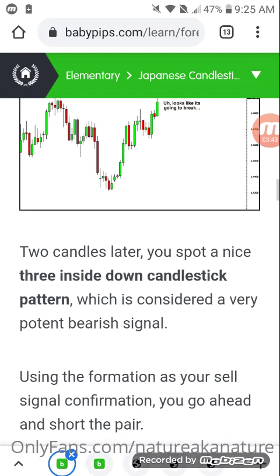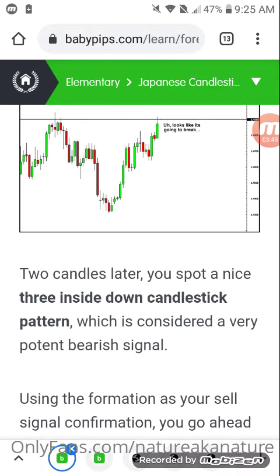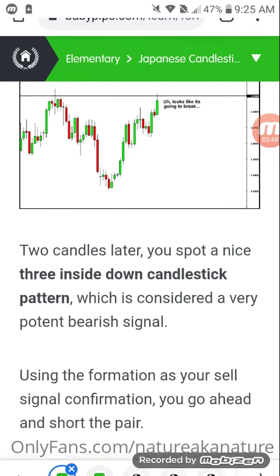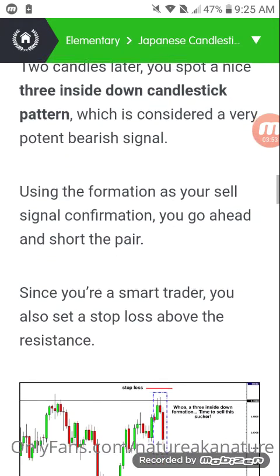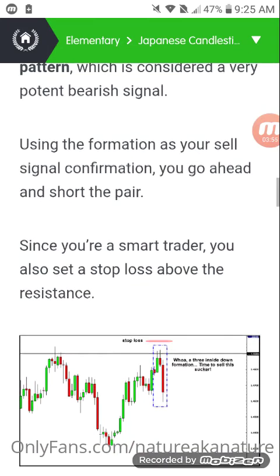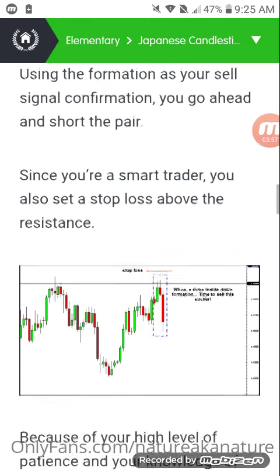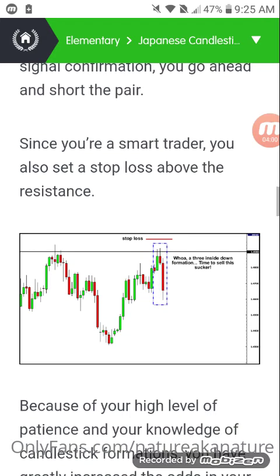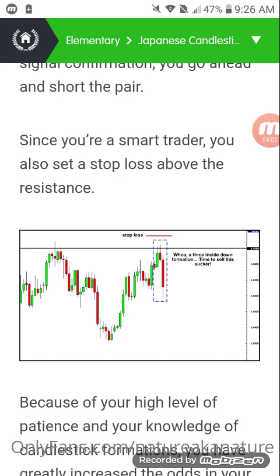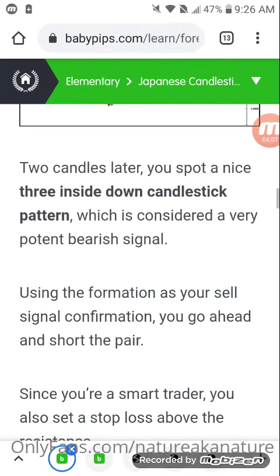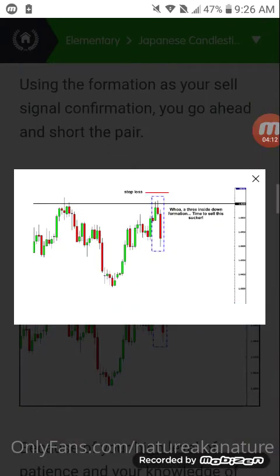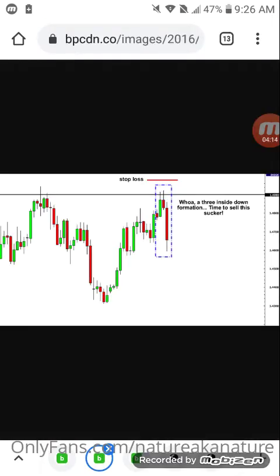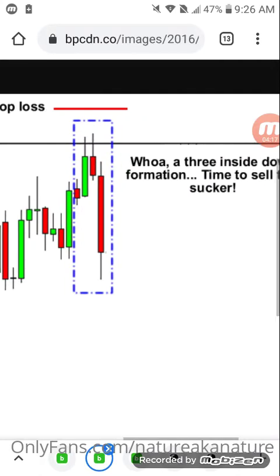Two candles later, you spot a nice three inside down candlestick pattern, which is considered a very potent bearish signal. Using the formation as a sell confirmation, you go ahead and short the pair. Since you're a smart trader, you set a stop loss above the resistance. See, we could have entered because right here it makes a three inside down. This is a triple candlestick pattern right here. Once we see this triple candlestick pattern, this was the last example.